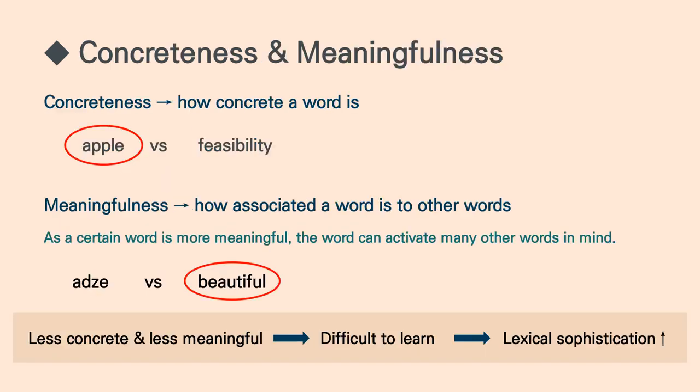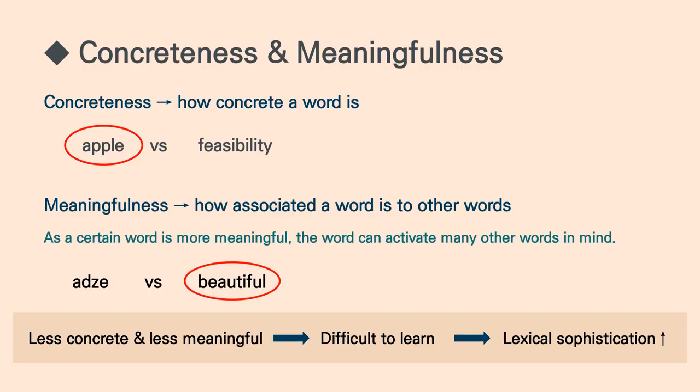The last two categories are congruence and meaningfulness. Congruence and meaningfulness are included in psycholinguistic properties of a word. First, congruence refers to how congruent a word is. The easier it is to describe the meaning of a word, the more likely it is to be a congruent word. For example, when we compare the words apple and feasibility, apple would be judged as more congruent than feasibility.